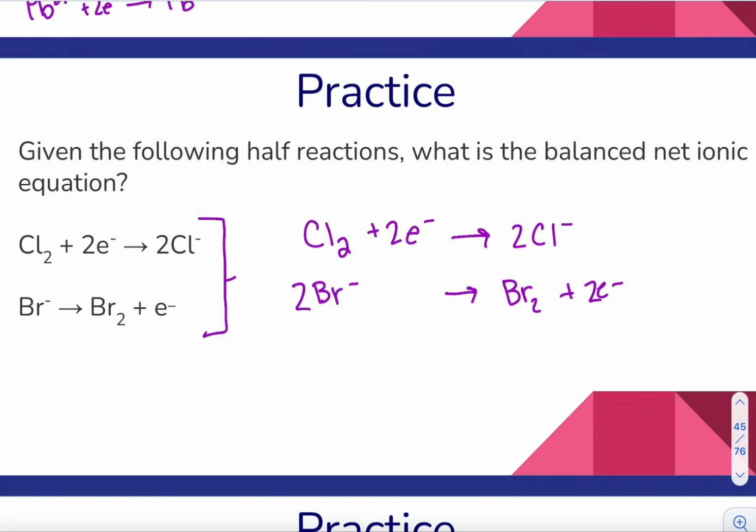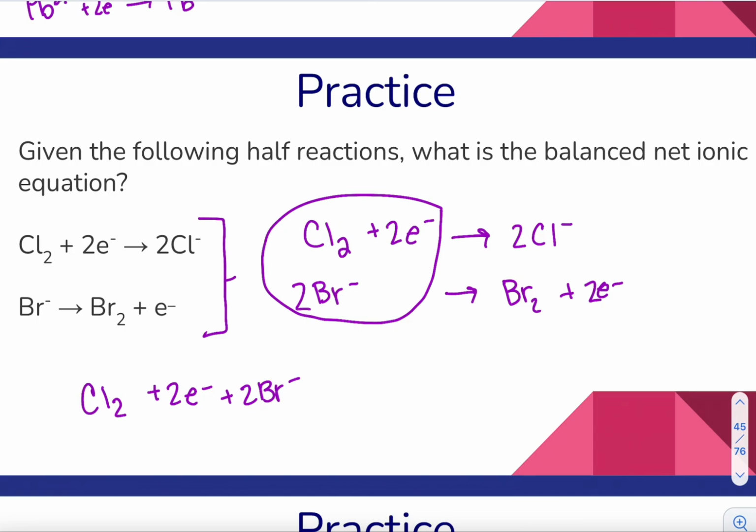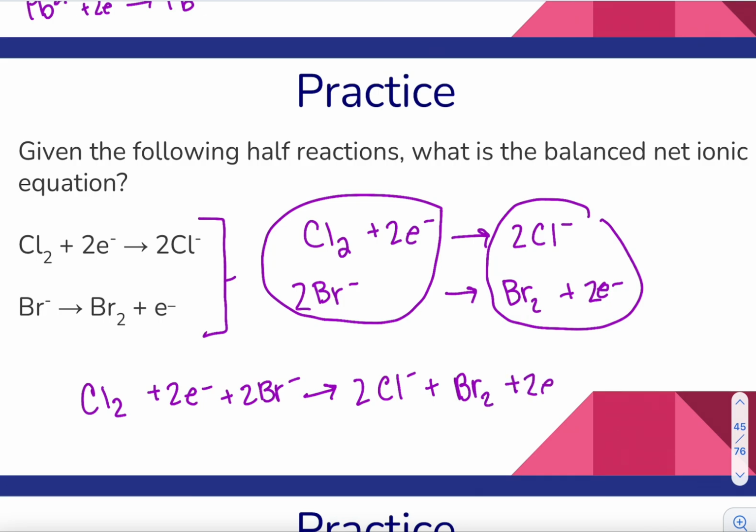Okay? So when you add them together, you can do it one of 2 ways. You can cross stuff out in the half reaction stage, or you can wait until you put it all together and anything that shows up on both sides you cross out. So I'm going to do the second way. So I'm going to do Cl2 plus 2e minus plus 2Br minus. Okay, so all I did was take everything before the arrow and add it together. And then everything after the arrow is going to be put together: 2Cl minus plus Br2 plus 2 electrons.